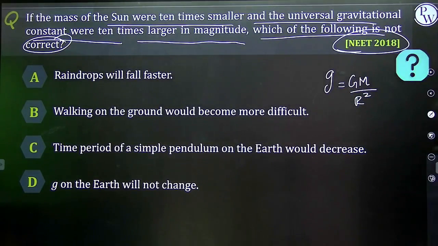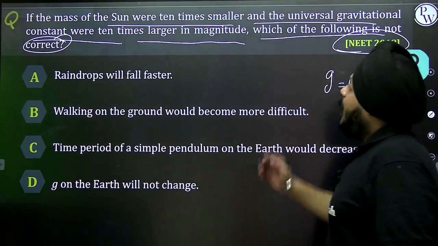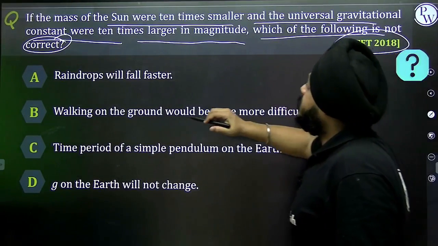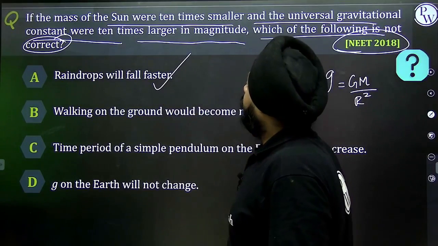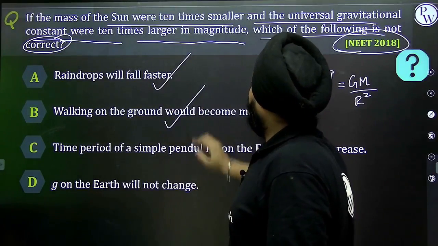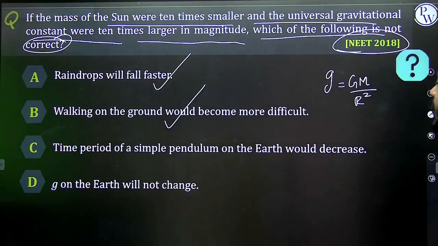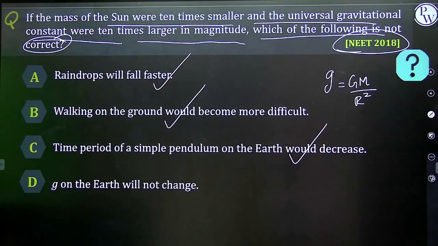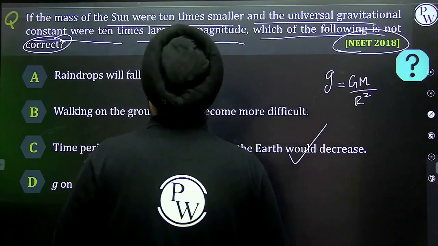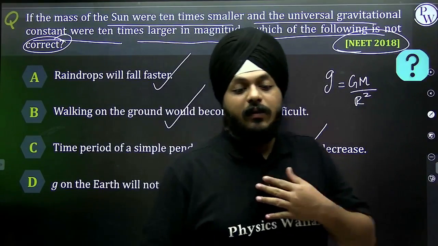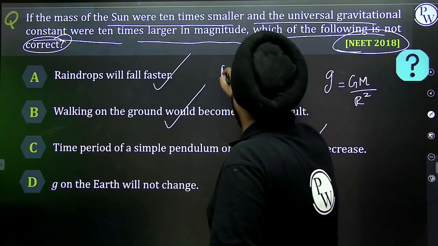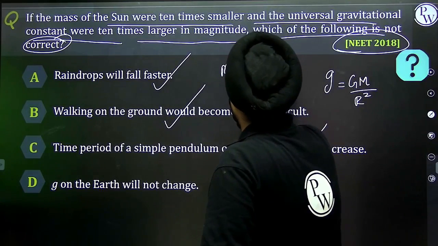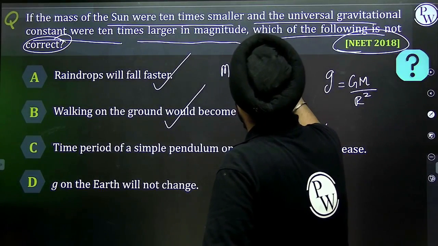If the mass of the sun were 10 times smaller, the options say raindrops will fall faster, walking on the ground would become more difficult, the time period of a simple pendulum on the earth would decrease, and g on the earth will not get changed. Very simple thing. The mass is becoming M by 10, and the gravitational acceleration g dash is becoming 10g.